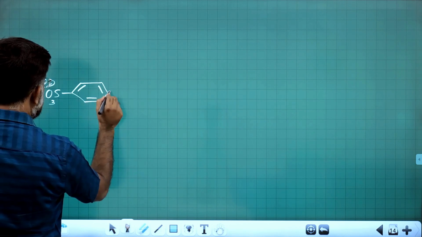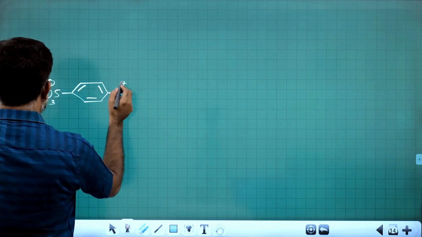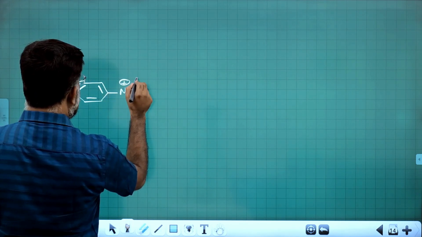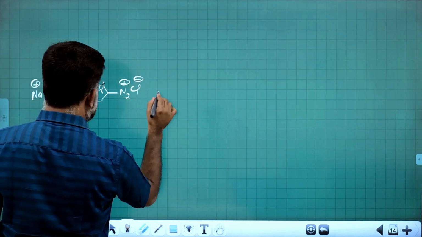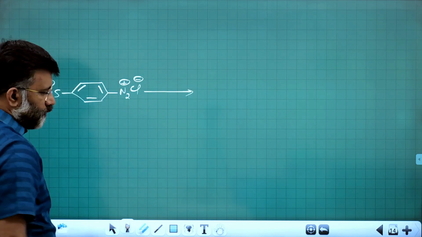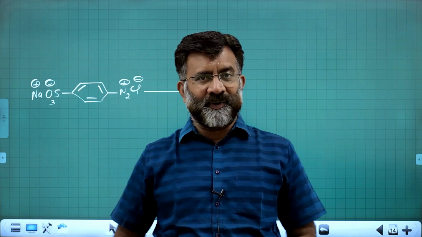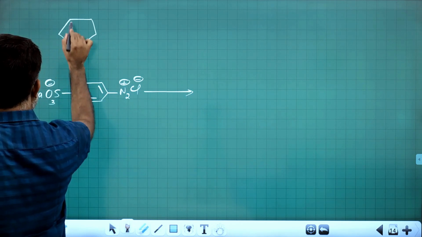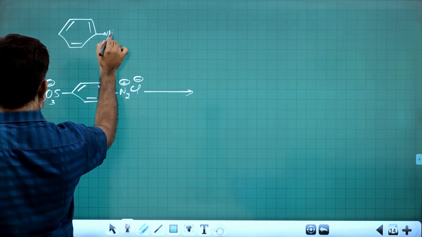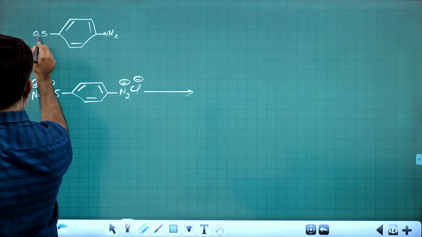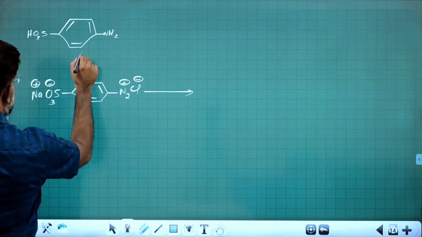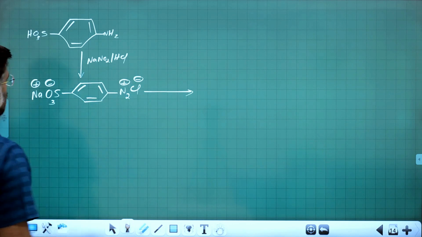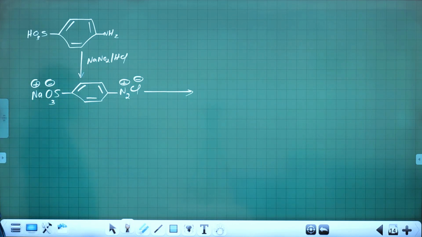A diazonium salt formed from the sodium salt of sulfanilic acid, treated for diazotization. You get this molecule. Do you remember sulfanilic acid? This is sulfanilic acid. Sulfanilic acid treated with NaNO2 and HCl at a low temperature, you will get this diazonium salt.